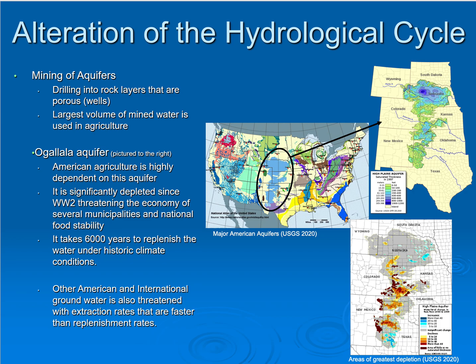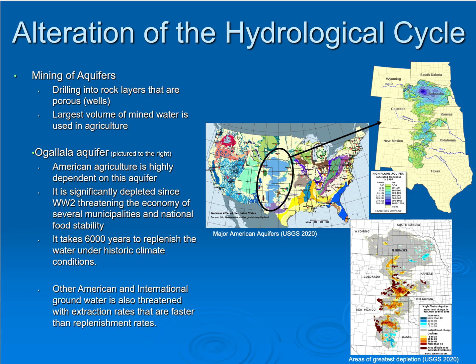The largest volume of water which has been mined out of aquifers goes to agricultural use. The Ogallala Aquifer, as illustrated in the diagrams on this slide, is delineated by a black oval. That aquifer is one of the largest in the world, and it has been around for a long time. The recharge rate of this aquifer is about 6,000 years.